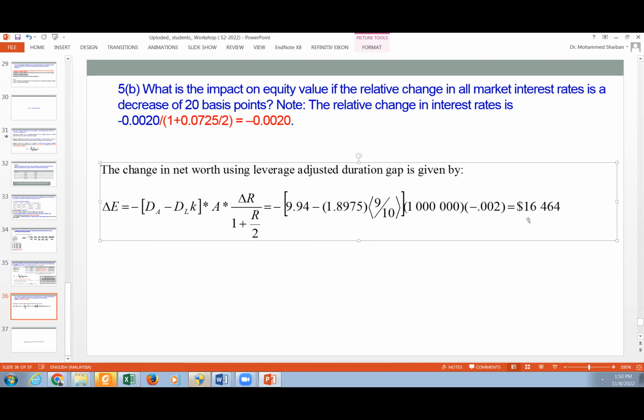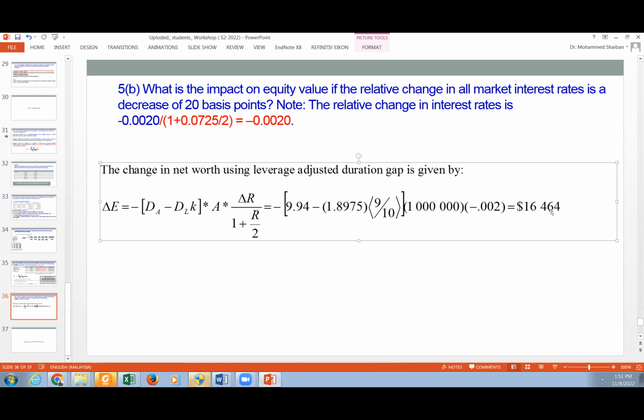Because of the decrease in the interest rates, and because I have what we call a positive duration model, which means my assets' duration is higher than my liabilities', any decrease in the interest rate will increase the market value of my assets and increase the market value of my liabilities. But fortunately, in this case, the market value of my assets is higher than my liabilities in terms of duration. So the impact of the increase of the assets over the increase of the liabilities, which I have to pay, makes me a difference of 16,464.